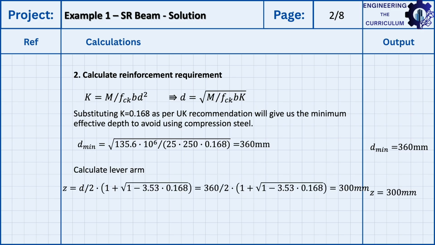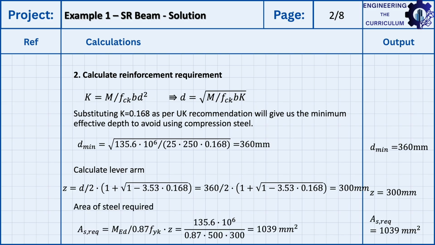Once I know that, I can calculate the lever arm, because for that I need D, which I know, 360. And then within the brackets, really, all I need to know is K. So I've got 360 divided by 2, and then in brackets 1 plus the square root of 1 minus 3.53 times K, which we're taking as the limiting value of 0.168. And I get that Z, the lever arm, is 300 millimeters.